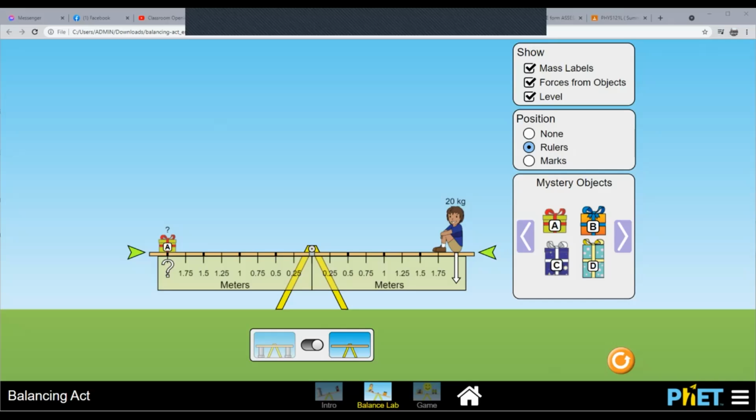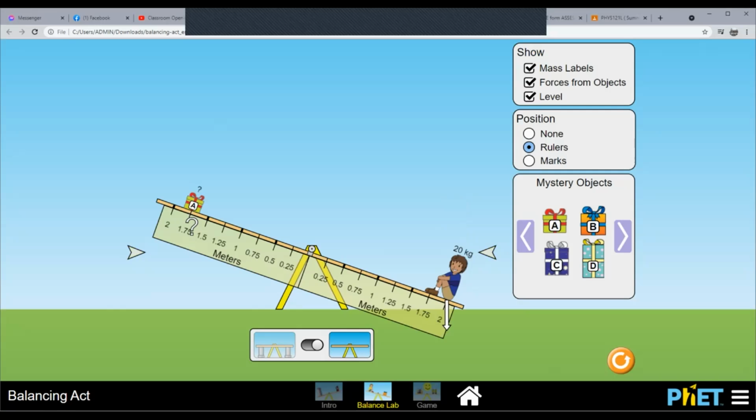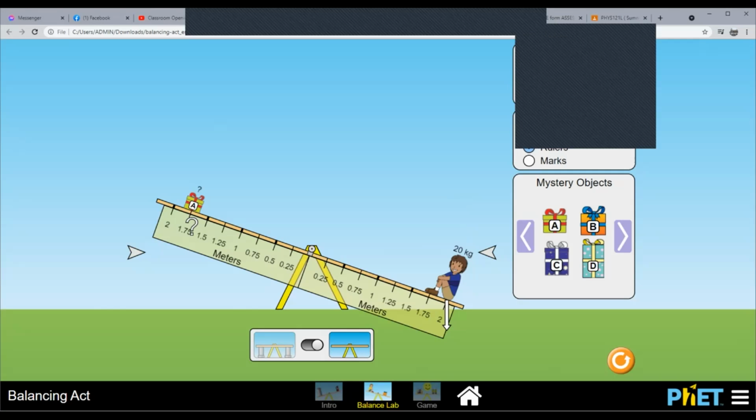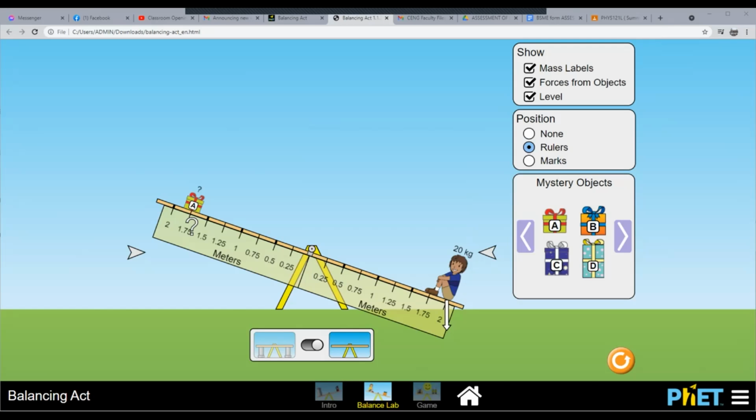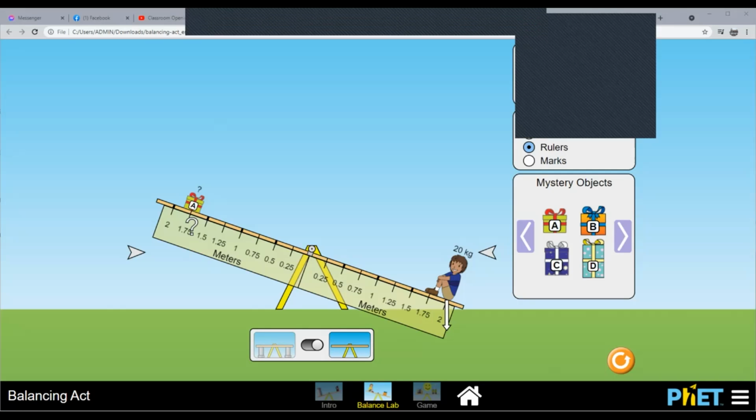Anyone? So, this is general, there is no right or wrong answer here. I just would like to get from you your insight. So, what we did was we placed this mystery object on the 1.75 meters mark. Anyone? Try lang po.